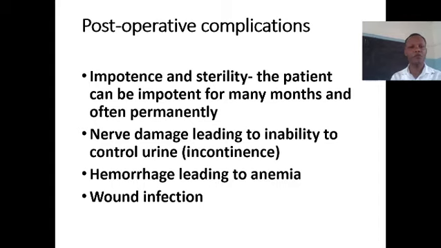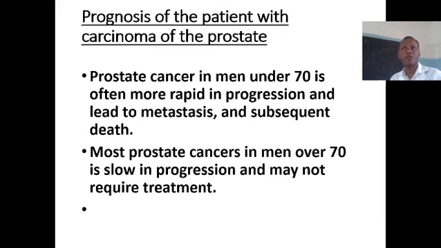Postoperative complications, moja tunasema anaweza akapata impotency, sterility, and the patient can be impotent for many months and often permanently. Nerve damage, which may lead to inability to control urine, unapata sasa incontinence of urine, hemorrhage leading to anemia, and wound infection. Prognosis, maendeleo yao huwa ni mazuri tegemeana na stage ambayo mgonjwa amekuja na amepewa huduma ya matibabu.